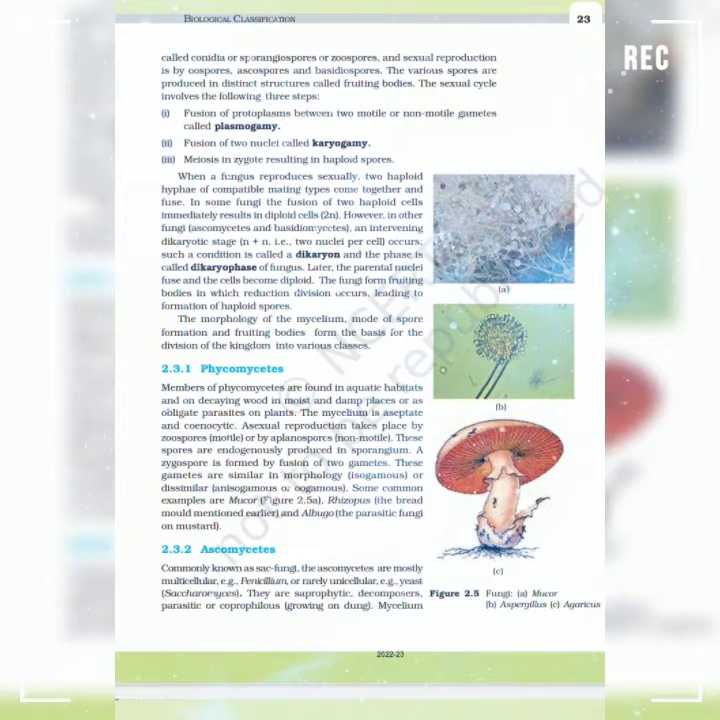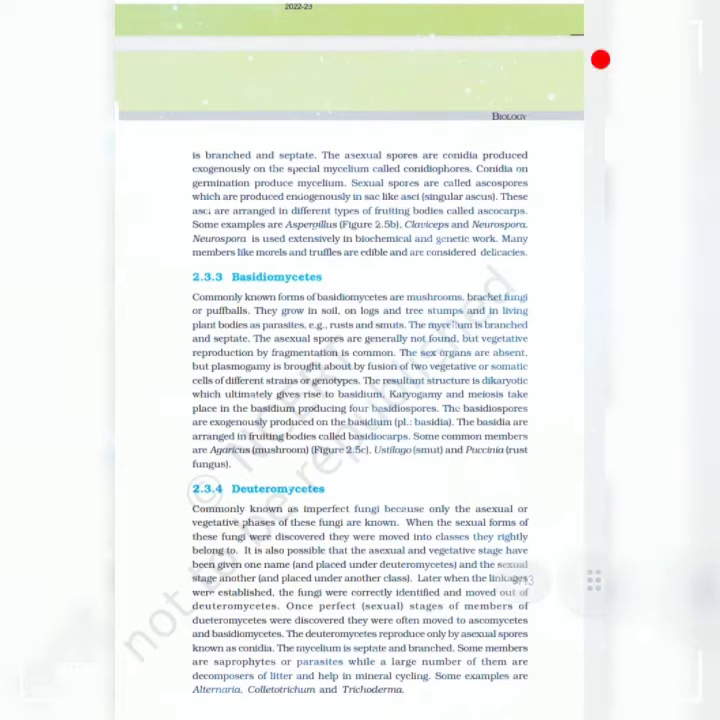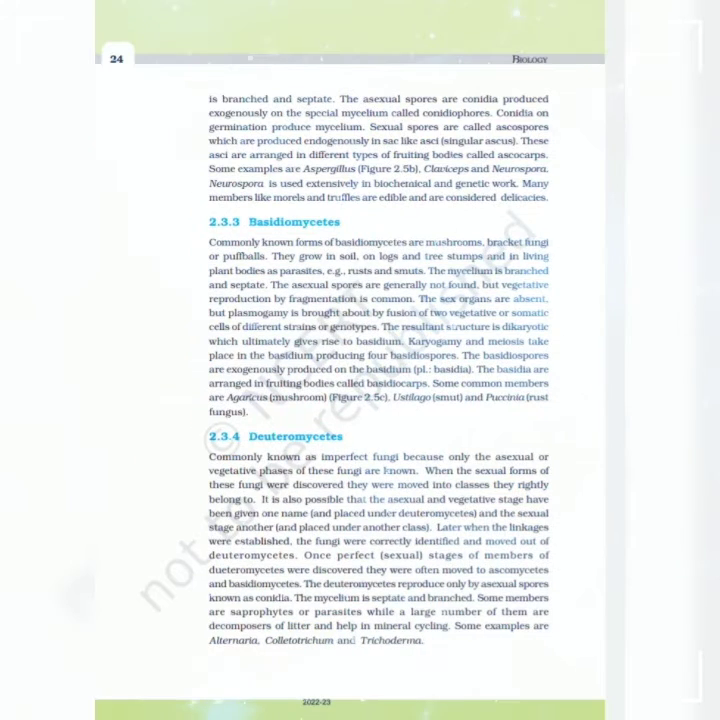2.3.2 Ascomycetes, commonly known as sac fungi. The Ascomycetes are mostly multicellular, for example Penicillium, or rarely unicellular, for example yeast. They are saprophytic, decomposers, parasitic, or coprophilous, growing on dung. Mycelium is branched and septate. The asexual spores are conidia produced exogenously on the special mycelium called conidiophores. Conidia on germination produce mycelium.